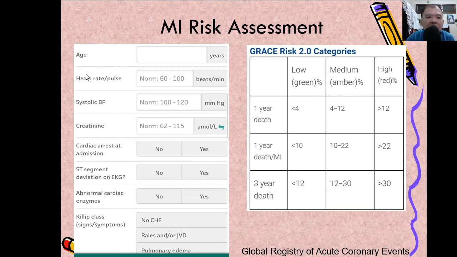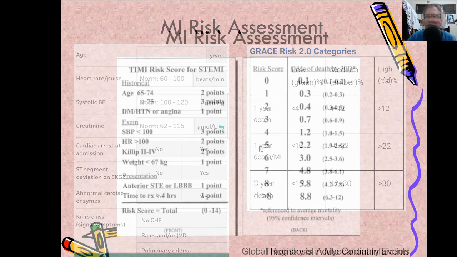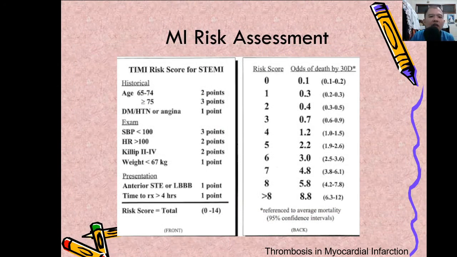You have the age, the pulse, the systolic BP, the creatinine. Is there a cardiac arrest at admission? You have ST segment deviation. Does the patient have abnormal cardiac enzymes, or is there a presence of heart failure? By that, it can be assessed if the patient is having a low risk for future MI, medium risk for MI, or a high risk.